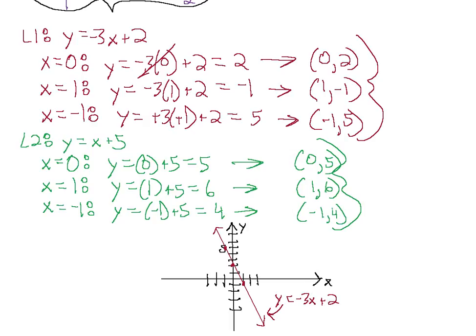All right, let's go ahead and plot our next one. So we have 0, 5 as a point on our line 2. We have 1, 6, and we have minus 1, 4. All right, so let's go ahead and connect these. Just imagine that that line goes through all 3 points. No, it's not entirely accurate. And this is the line described by the equation y equals x plus 5.